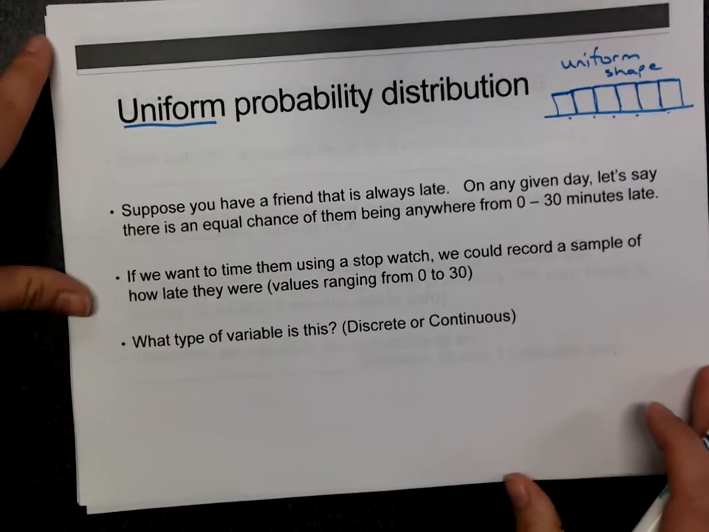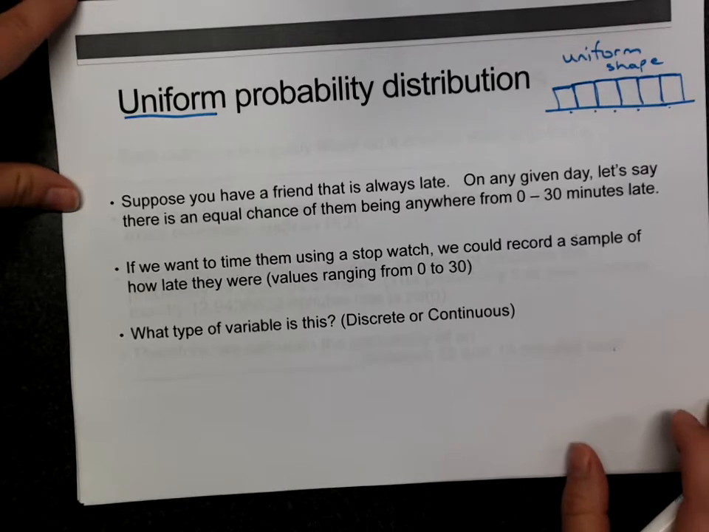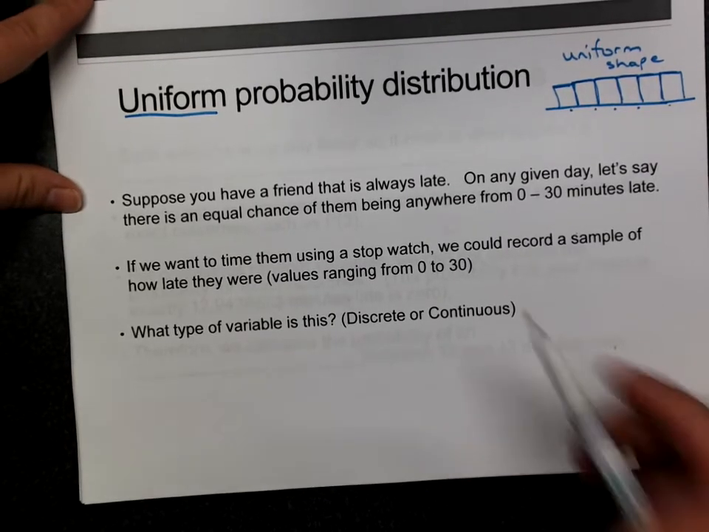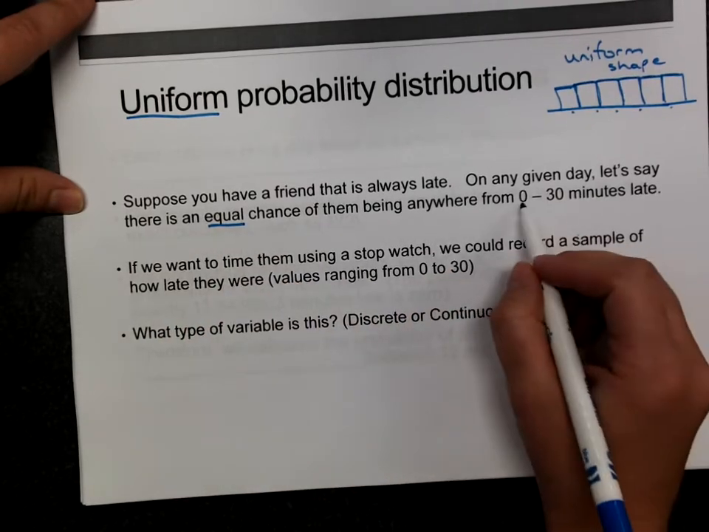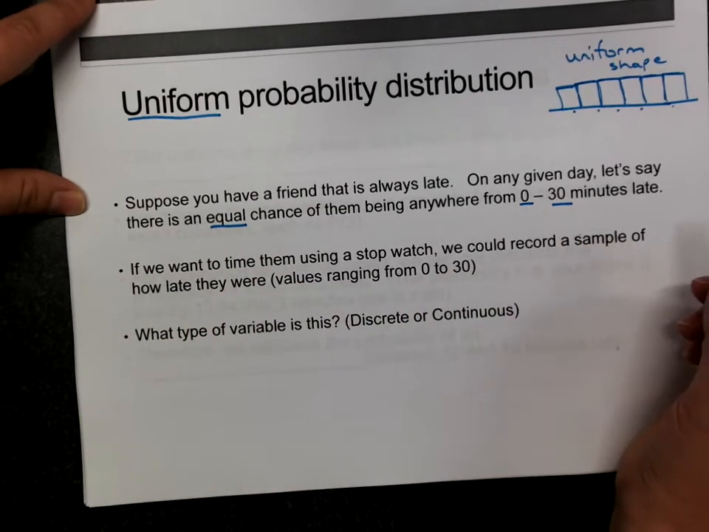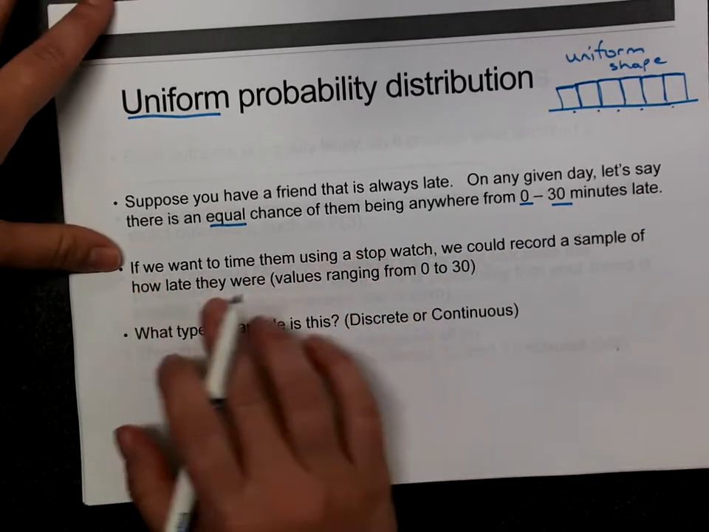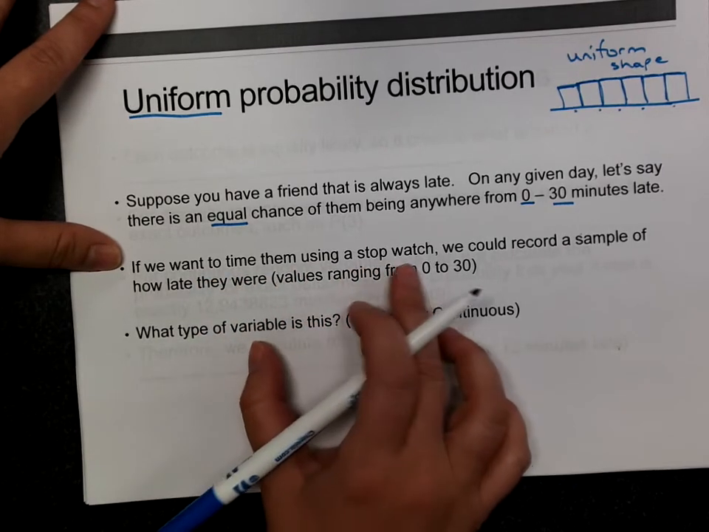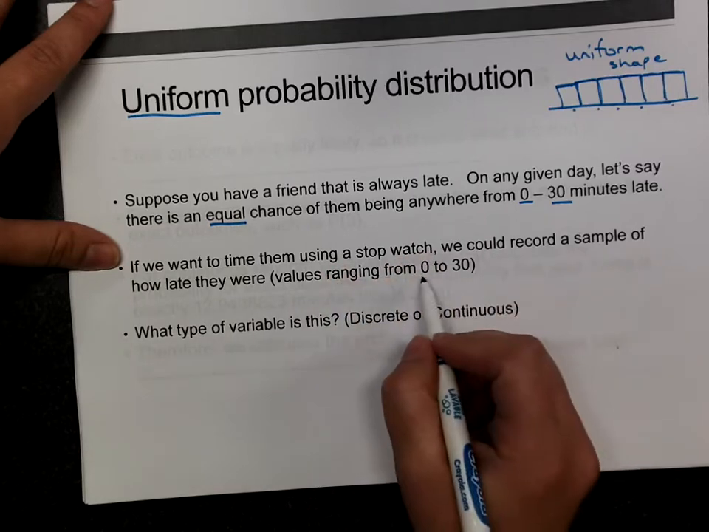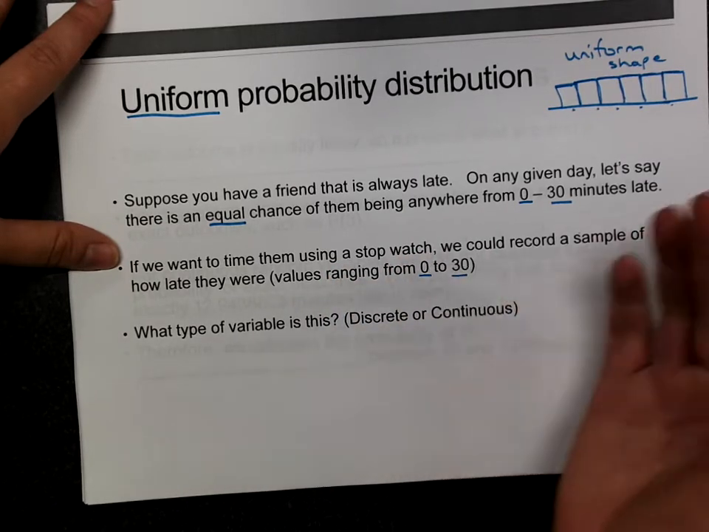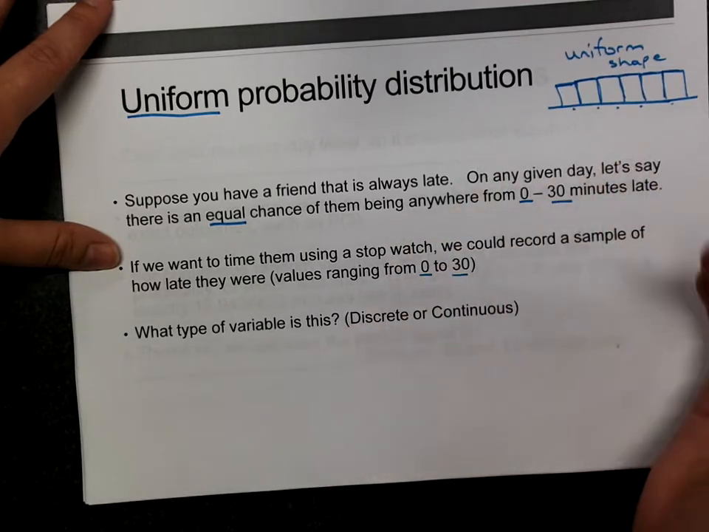So the scenario that the book talks about is that you have a friend that's always late. I think we all have a friend that's always late, or maybe we are the friend that's always late. And on any given day, let's say there's an equal chance of them being anywhere between 0 and 30 minutes late. So equal chance for any of those times. If we were going to simulate this or test this, we could time them using a stopwatch, and we could record a sample of how late they were, ranging from 0 to 30 minutes. So we could start a stopwatch on whatever time they were supposed to be somewhere and stop it once they got there, and that way we could collect a sample.